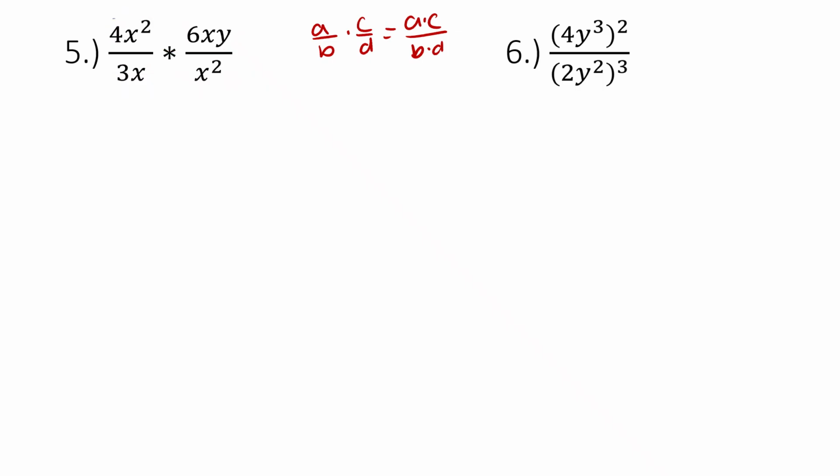So looking at the numerator, I have 4 times 6, so that's 24. And then I have x squared times x to the first. And remember, when we multiply like bases, we add the exponents. So x squared times x to the first is x to the third. And then I have the y there. In my denominator, I have the 3, and then I have x times x squared, which we just did in line 4. That is x to the third.